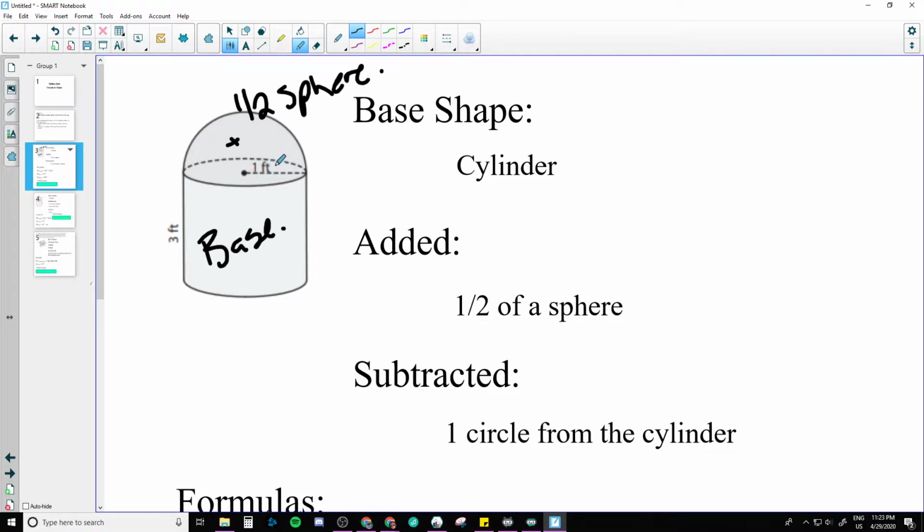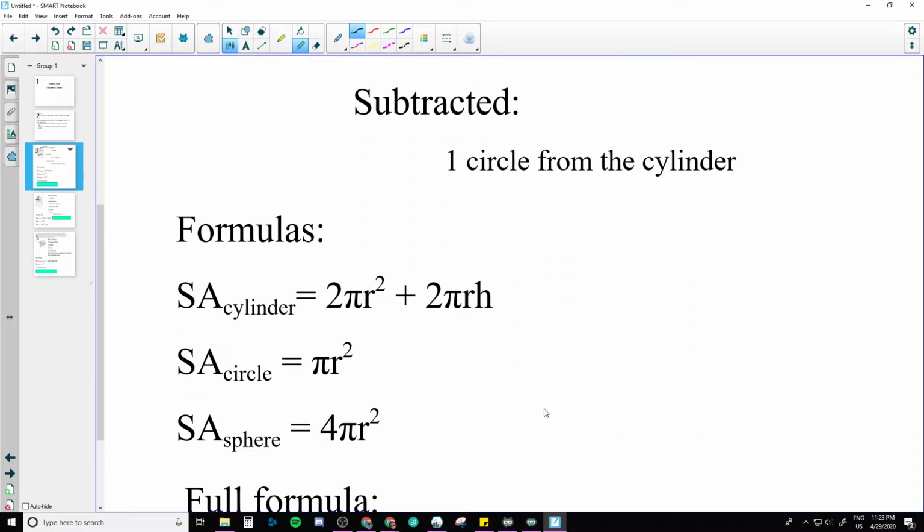But this circle that would normally be involved in a cylinder is not going to be part of our calculation. So that's why it's put in here as subtracted. So one of the circles from the cylinder is subtracted. So we need to remind ourselves of the formulas for these different shapes here really quick.